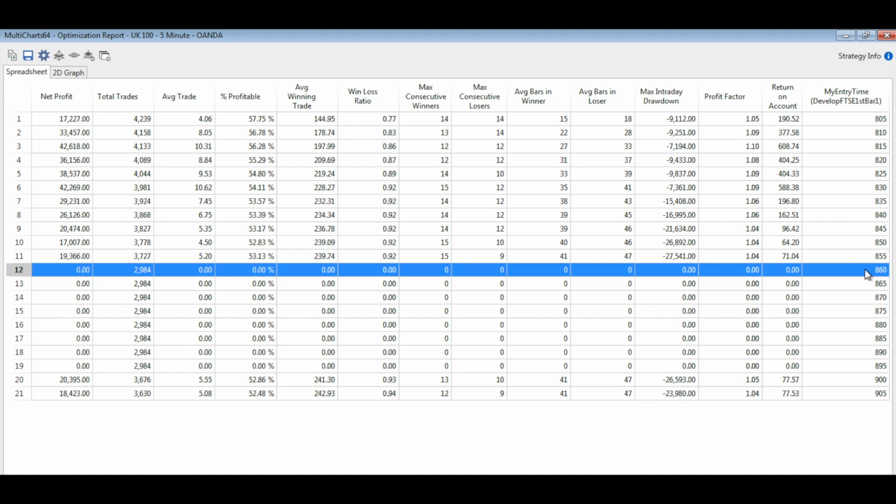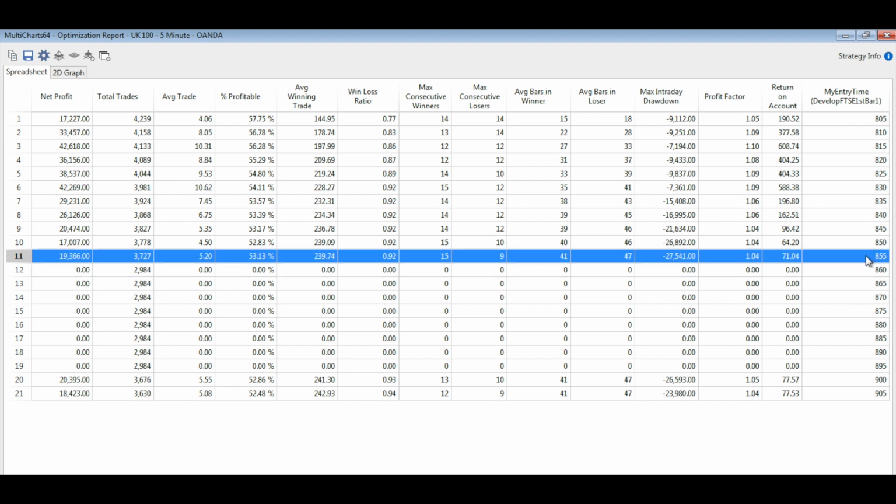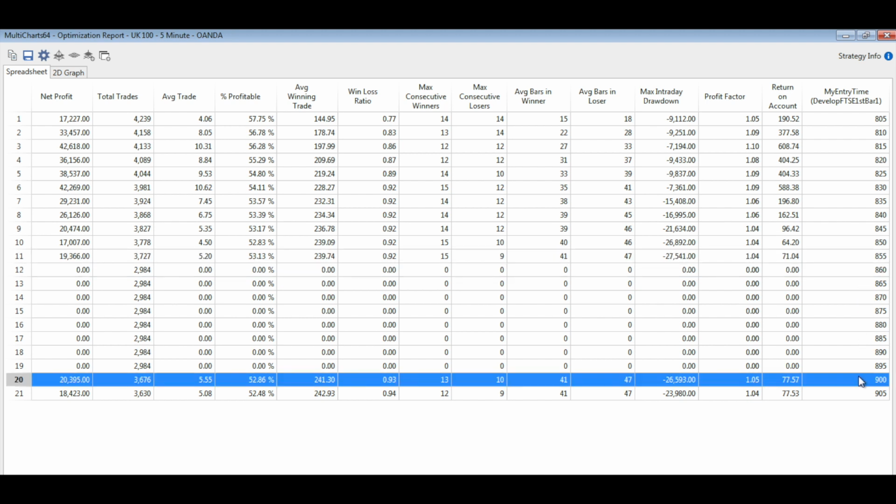You'll notice through the optimization, don't take any notice of these times, because 860 is clearly not a time. It's just the way that the software recognises it. So it goes from 8:55, and the next one's 9 o'clock. So the 9 o'clock would actually be using a 60-minute bar or an hourly bar.